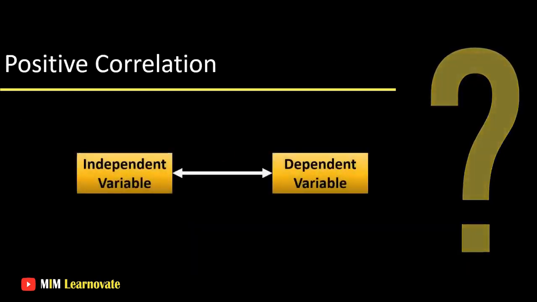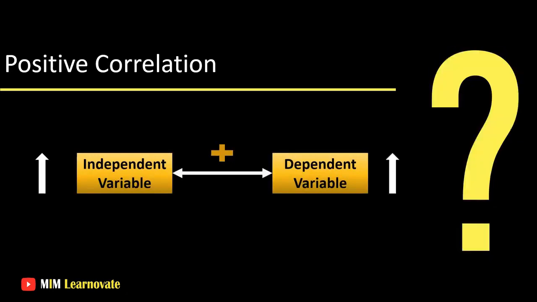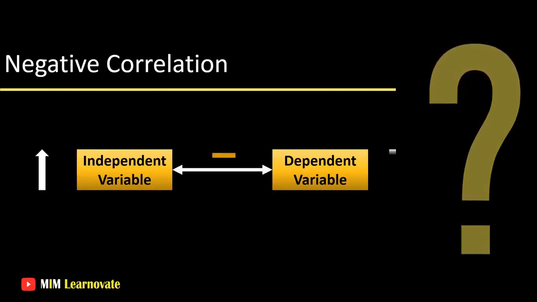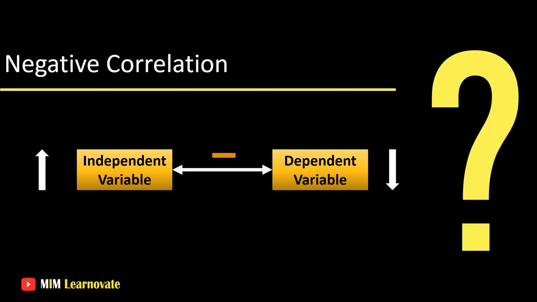The correlation between two variables can be positive. That is, higher levels of one variable are associated with higher levels of the other. The correlation between two variables can be negative. That is, higher levels of one variable are associated with lower levels of the other.